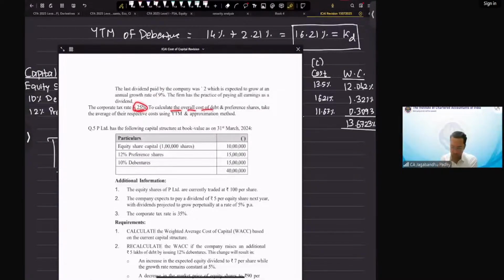To calculate the overall cost of debt and preference shares, we have to take the average of the respective cost using YTM and approximation method. So we have to calculate the cost of debt and preference share using the approximate method also, which is the original formula that we had: interest plus RV minus NP upon N, right? That you have to compute. And also you have to get the cost of debt and preference share using the YTM method. And then you take the average of both.